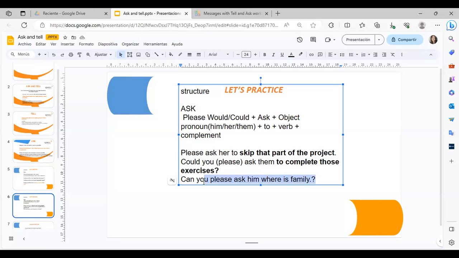Again, I'm not saying it's not correct. The question is correct, you can use it, but we don't use ask and tell in this context. Because here you're not telling me to tell someone else to do something. It's only, could you please ask him where his family is? So in here, we're not requesting to do something.